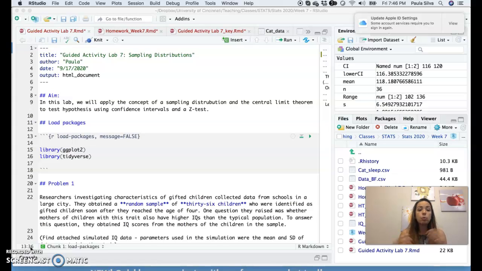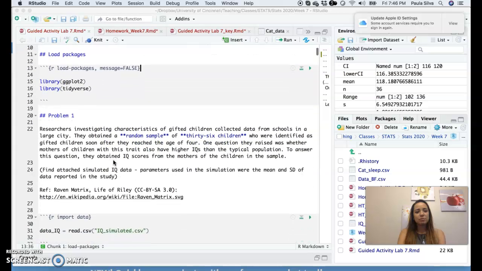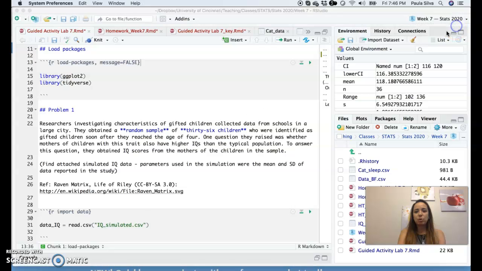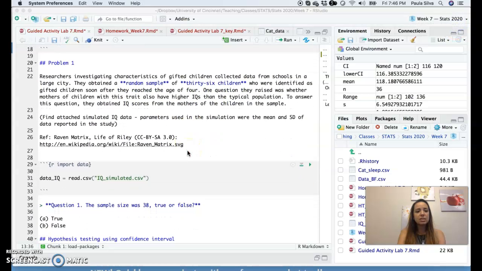In this lab, we will apply the concept of the sampling distribution and the central limit theorem to test hypotheses using confidence intervals, which you learned all about, and using a z-test, which is a way of using the normal sampling distribution to test hypotheses about data. Let's look at a problem first. Don't forget to load the packages that we're going to need. And let's go from here.